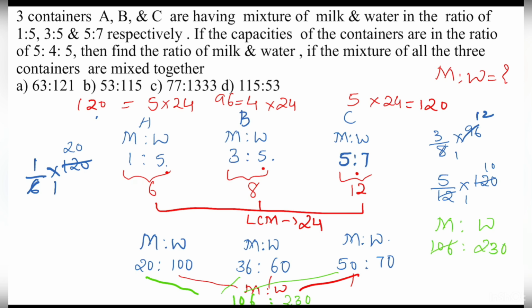So this, if it cancels by 2, it is in the ratio of 53 is to 115. Option B is the answer.